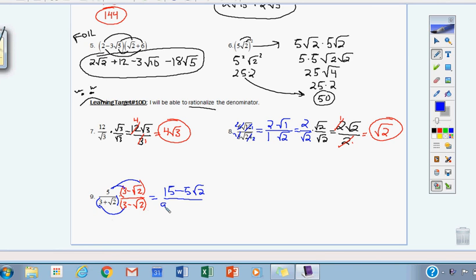First is 3 times 3, which is 9. Okay, then the outside here is a negative 3 root 2. The inside is a positive 3 root 2. And then the last is a negative root 2 times a root 2, because positive times a negative. But root 2 times root 2 is just the number 2. Well, then you can clearly see here, again, those inside terms are gone. I can't put the top 2 terms together, so I have 15 minus 5 square root of 2 all over, and then all I have left is 9 minus 2, which is 7.